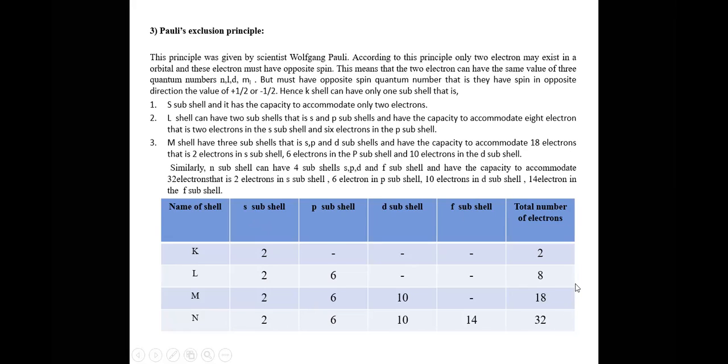So this was all about today's class. In today's class we have discussed node, nodal plane, and shapes of s, p and d orbitals. Then we have studied the rules for filling the atomic orbitals. In the rules we have studied three principles, that is Aufbau principle, Hund's rule of maximum multiplicity and Pauli's exclusion principle. So further concepts of atomic structure will be discussed in the next classes.